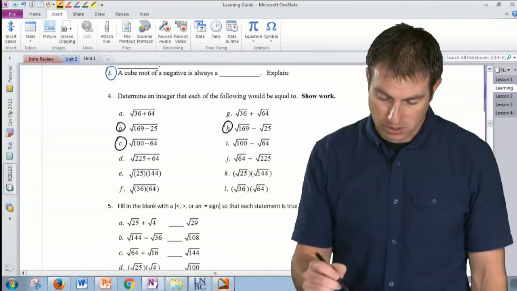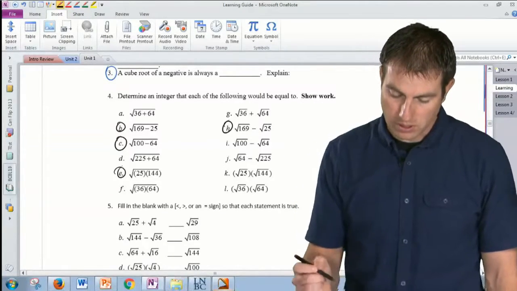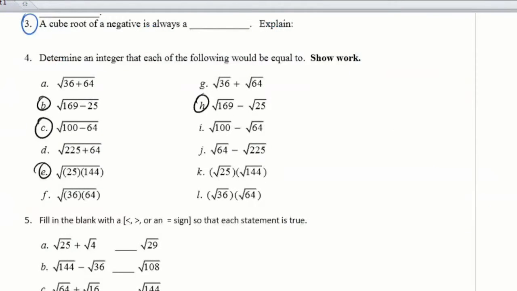And then we'll do one of these multiplication ones down at the bottom, like E. So B asks the square root of 169 minus 25. If I break out my calculator, I go 169 minus 25, and I end up with the square root of 144. Just treating my radical sign kind of like a bracket, doing whatever's inside of the bracket, I know the square root of 144 is 12. So that's going to equal 12.